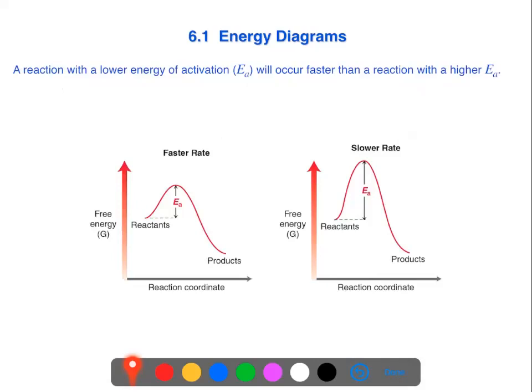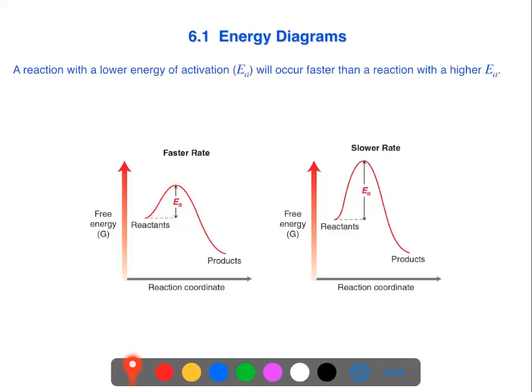Now, a reaction with a low energy of activation often will occur faster than a reaction with a higher activation energy. And so as you can see in these two energy diagrams, when we plot the free energy of a particular reaction against the reaction coordinate, the progress of the reaction, if we compare left and right, we see that there's a substantial difference in the height of this barrier. And this height corresponds to what's called the activation energy. And so the smaller the barrier, the faster the rate.